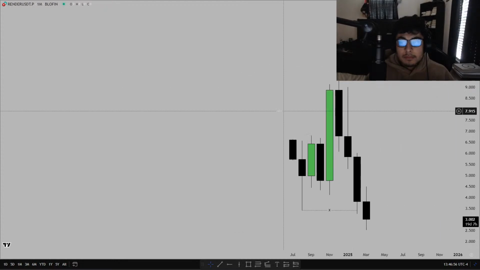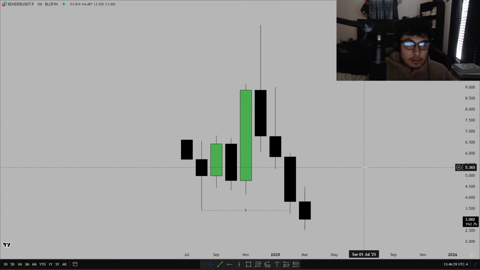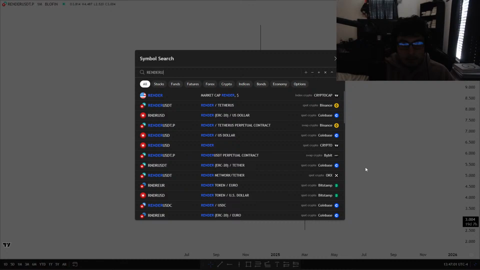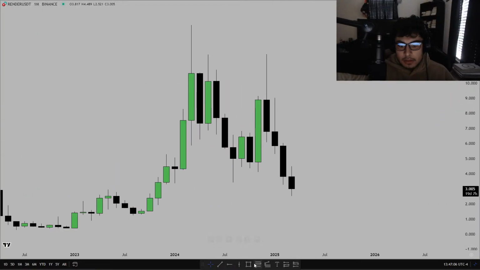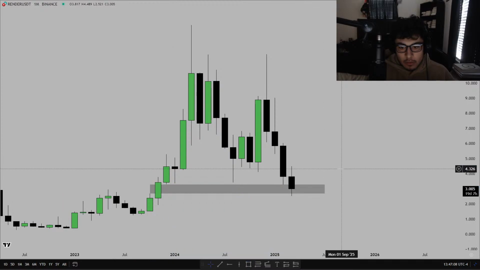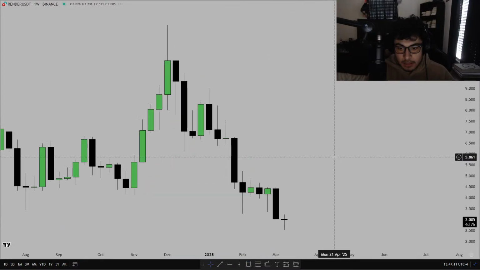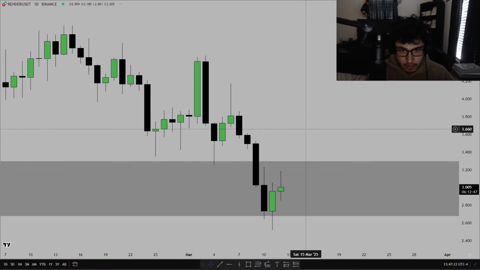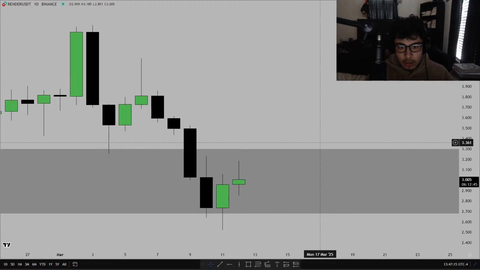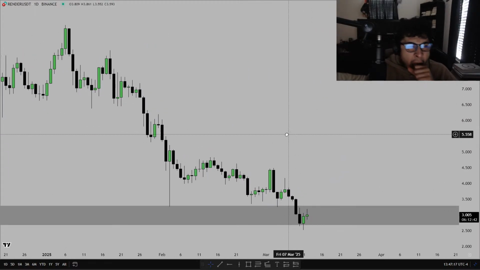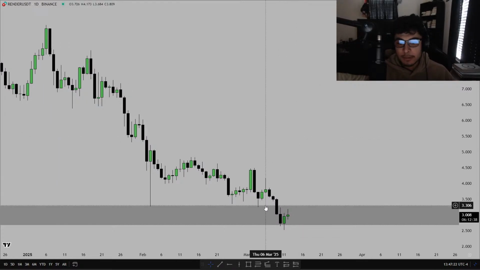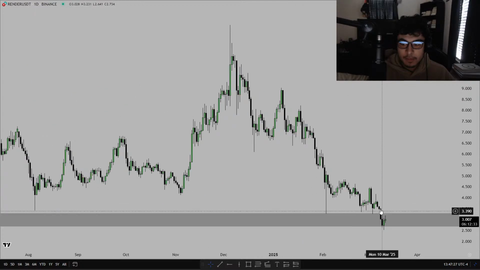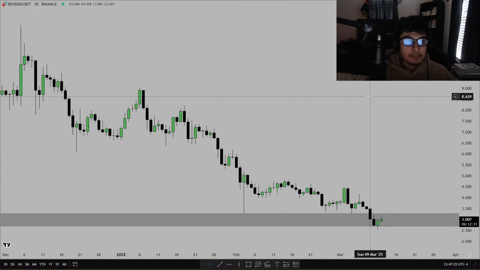Let's go through Render. So yeah, for Render, this is a monthly, right? Monthly PD array, weekly, daily, really the same thing. Really the same thing with monthly BISI, daily SIBI, breaking market structure, high up here. You want to see the market push up, disrespect this, continue to the upside, form that bullish change in state of delivery. So yeah.